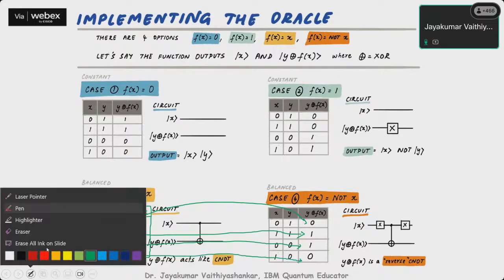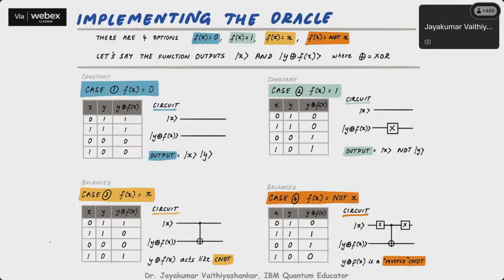So case 3 and case 4 are differentiable. By looking at this output, you're able to differentiate whether it is the output of case 3 or case 4. If you look at all these tables, all four outputs are differentiable, with different patterns. So in a single view, you're able to identify what type of function the output belongs to, whether it is constant or balanced. By looking at the output table, you're able to determine it. So quantum uses this property.